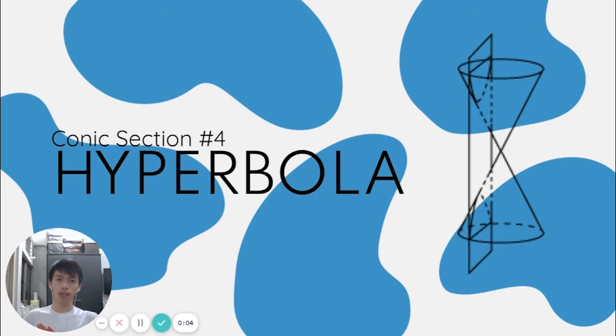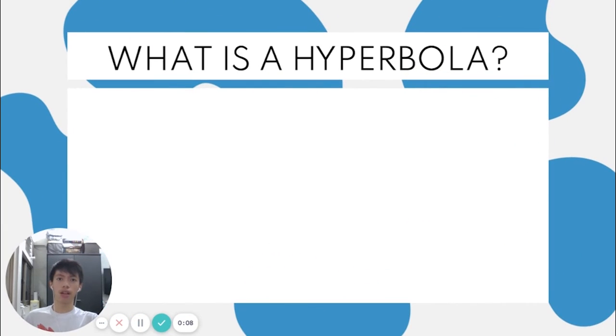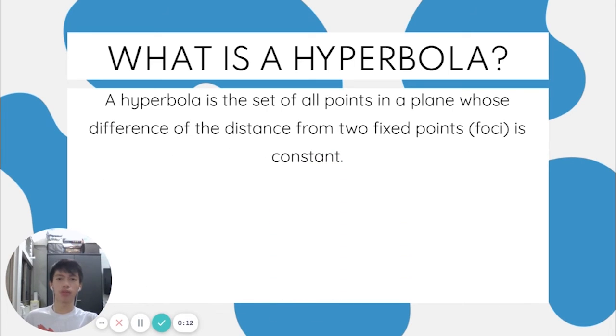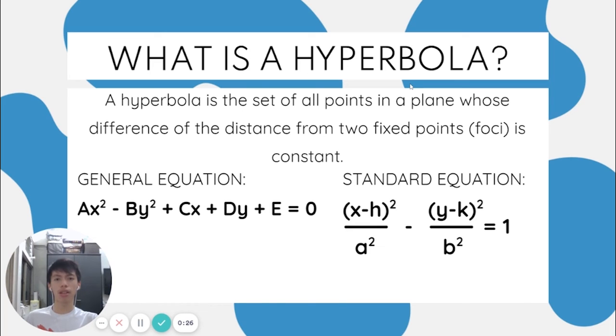For our fourth conic section, hyperbola. So what is a hyperbola? A hyperbola is the set of all points in a plane whose difference of the distances from two fixed points is constant. For our general equation, ax squared minus by squared plus cx plus dy plus e equals 0. For our standard equation, (x minus h) squared over a squared minus (y minus k) squared over b squared equals 1.